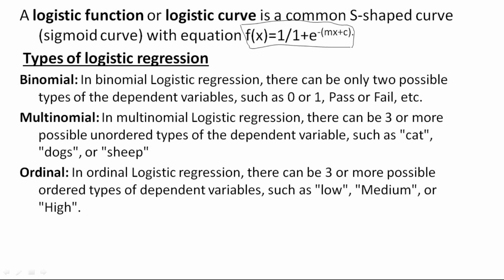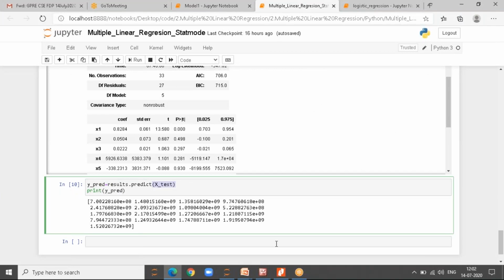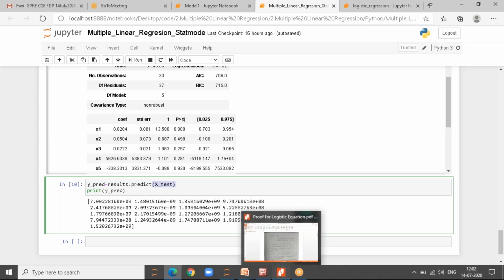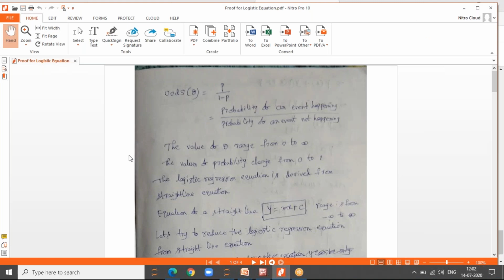So how can I get this function? For stating this, I have shown a proof of how to convert log of y by 1 minus y into a sigmoid function. This is the proof for the conversion. I have taken logistic regression for an event that is going to happen or not happen, in terms of p and 1 minus p, which indicates the probability of an event happening divided by the probability of the event not happening.